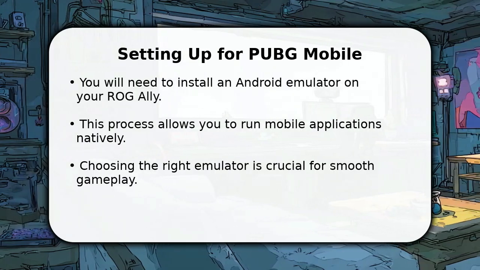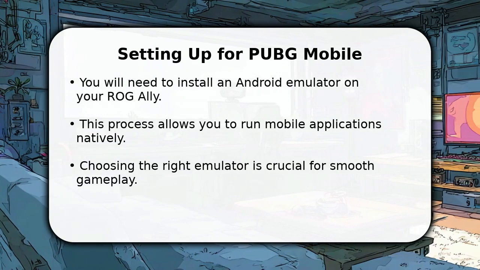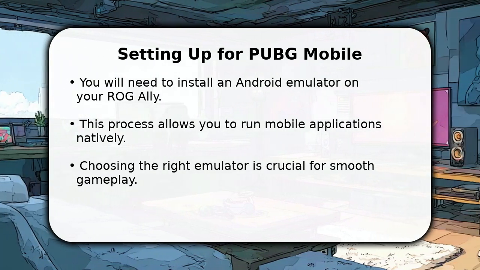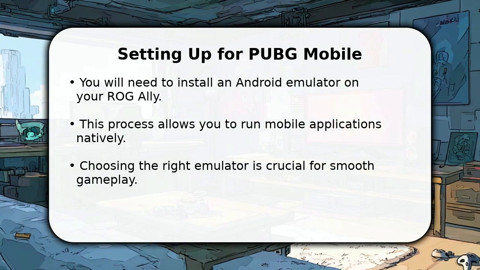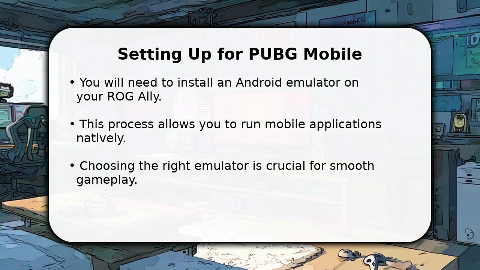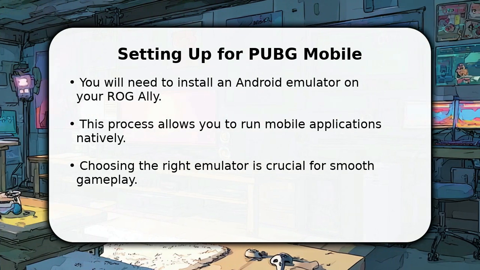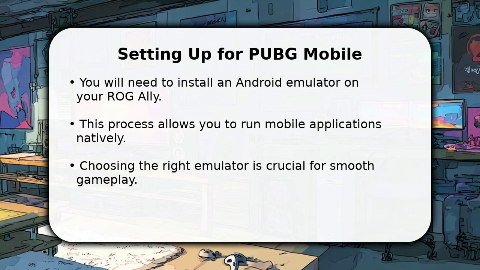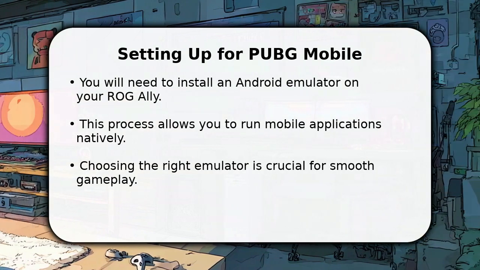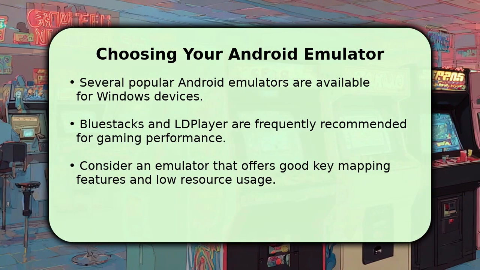In this video, I will show you how to play PUBG Mobile on your ROG Ally. We will begin by installing an Android emulator, which is essential for running mobile games like PUBG. This powerful handheld PC can deliver an excellent gaming experience once properly configured. You will find that setting up these tools correctly ensures a smooth and enjoyable experience, making the most of your device's capabilities. Selecting the right Android emulator is your first important step.